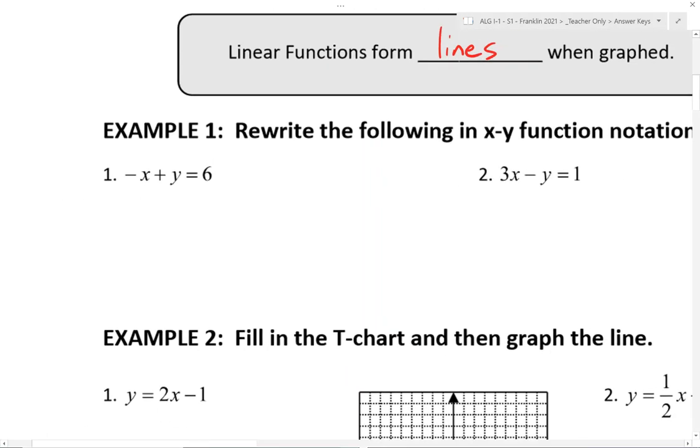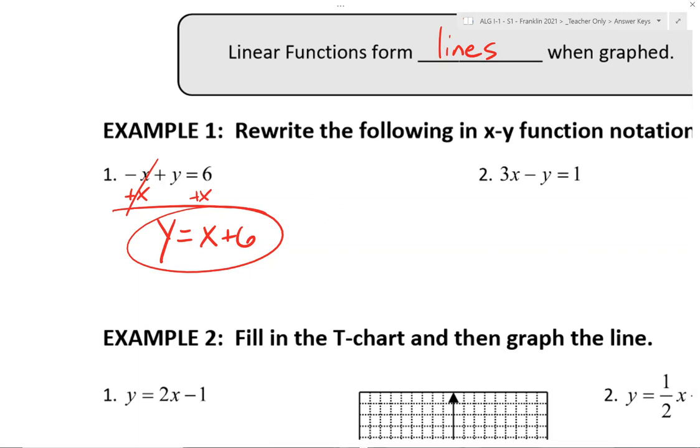The first one here, we have negative x plus y equals 6. We'll want to move this x term to the other side, and we'll do that by adding to the opposite operation, add x to both sides. So y equals x plus 6. Something else we'll practice in these notes is writing these in the proper format where the x term comes before any of the constant terms.